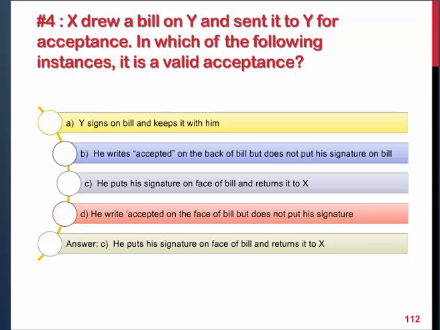When the drawee signifies his consent in writing by signing across the face of the bill, with or without the word "accepted," and returned to the holder, the bill is said to have been accepted. Hence, the right answer is option C.